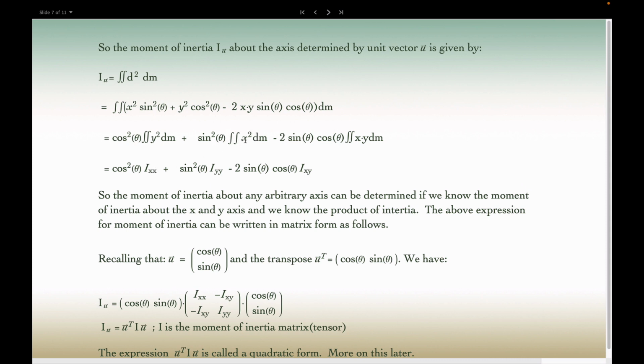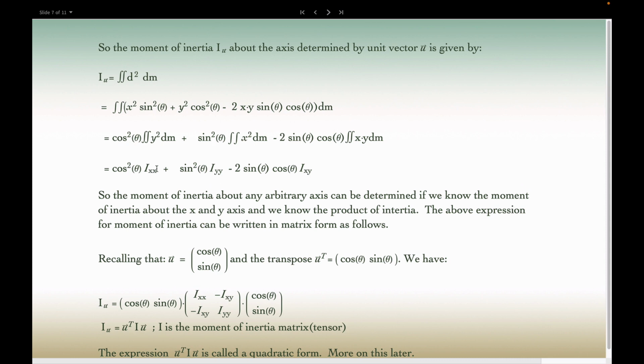This is the moment of inertia about the y-axis. And finally, we have the product of inertia. So if you know theta, your direction, and you know these three moments of inertia, then you can find the moment of inertia for that lamina about any axis. And that's what we say here. The moment of inertia can be determined by knowing those three things.